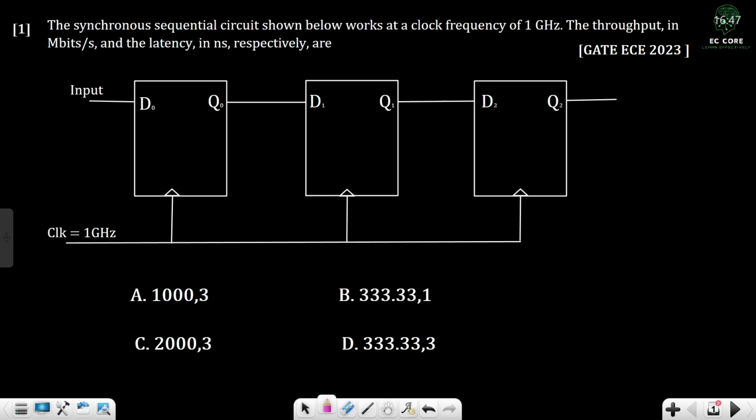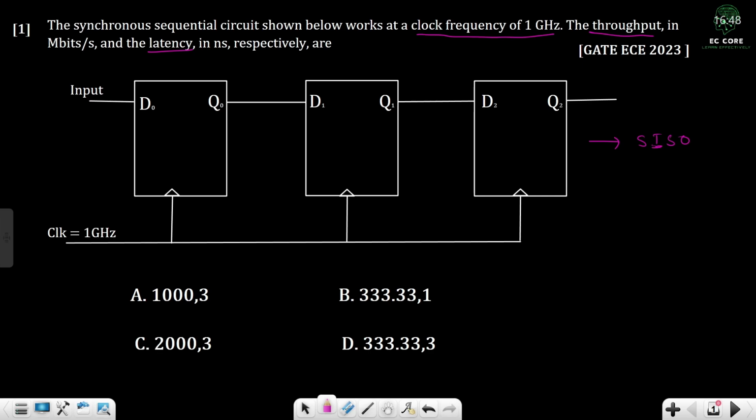Here, what is given is: the synchronous sequential circuit shown below works at a clock frequency of 1 GHz. The throughput in Mbits per second and the latency in nanoseconds, respectively? So we need to find the throughput and latency. We need to remember the units: throughput in Mbits per second and latency in nanoseconds. When we observe this diagram, we can see that this is a serial-in serial-out shift register.